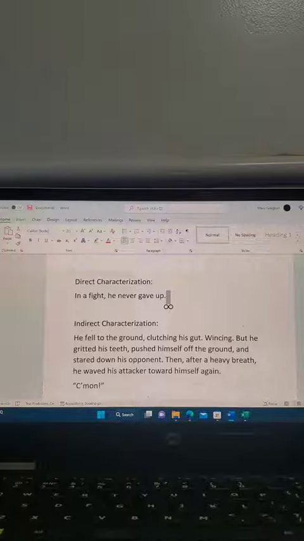So the indirect characterization is: he fell to the ground, clutching his gut, wincing, but he gritted his teeth, pushed himself off the ground, and stared down his opponent. Then, after a heavy breath, he waved his attacker toward himself again. "Come on!"